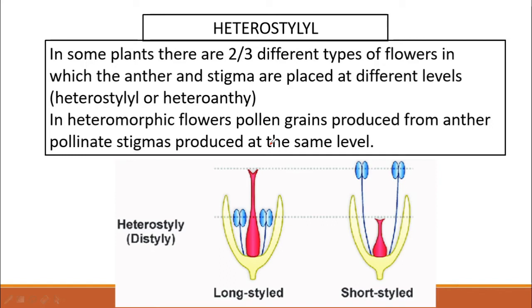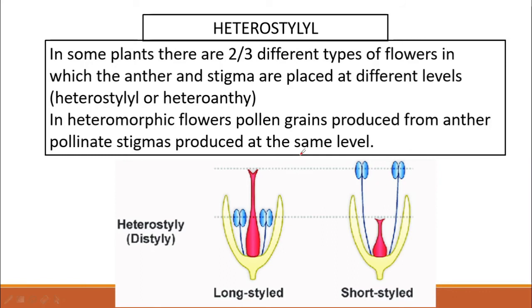Heterostyly means a change in the length of the style, and heteroanthy means a change in the length of the anther. So you can see here the length of the style is larger than that of the anther. That's why self-pollination cannot take place. In case of this particular flower, the length of the filament, or the anther, is large as compared to the short style. This would prevent self-pollination again.